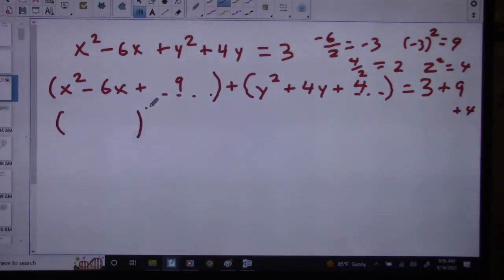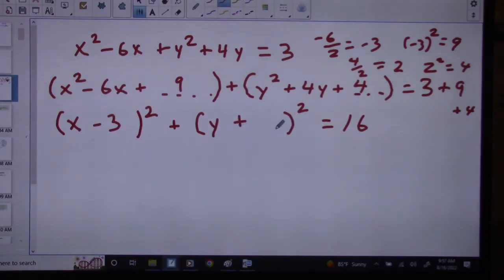And what do we have on the right side here? 16. So we know the radius of the circle already, don't we? What's the radius of our circle? 4. Radius is 4. Okay, good. So here we have x and y. So it's going to be x minus or x plus? X minus 3. See, there you are, there's a 3. And it's going to be y plus 2.